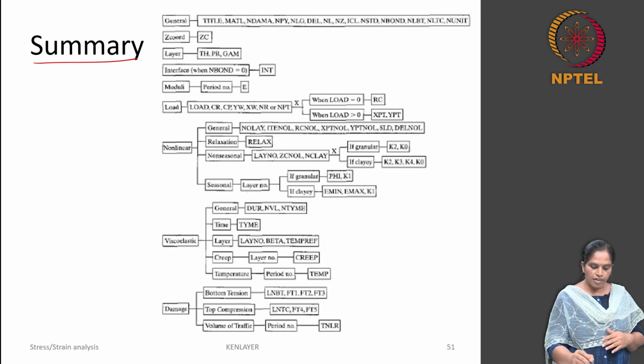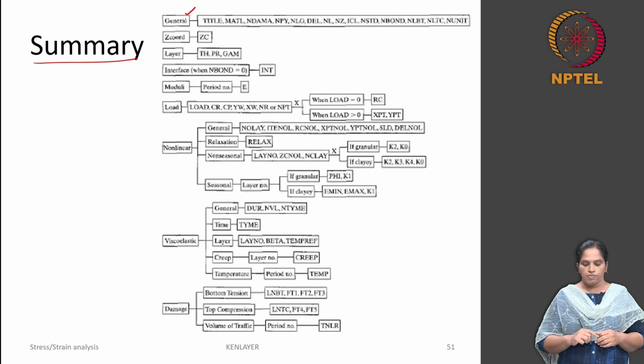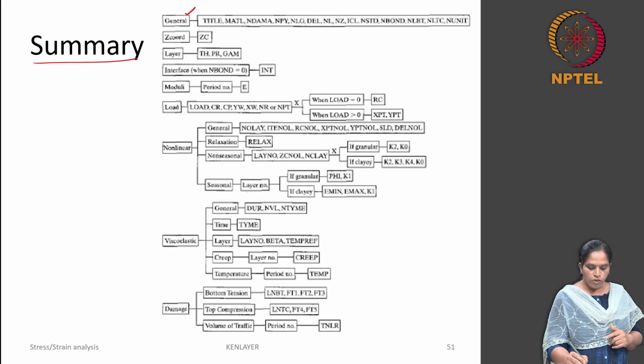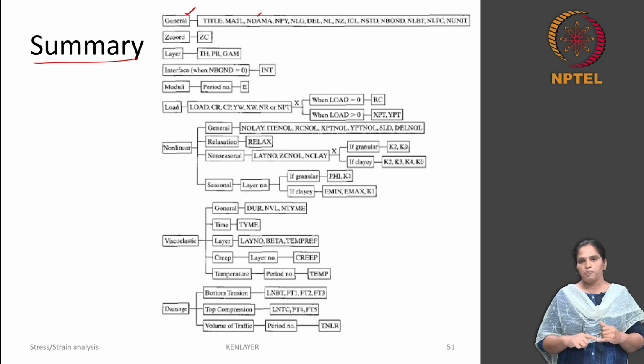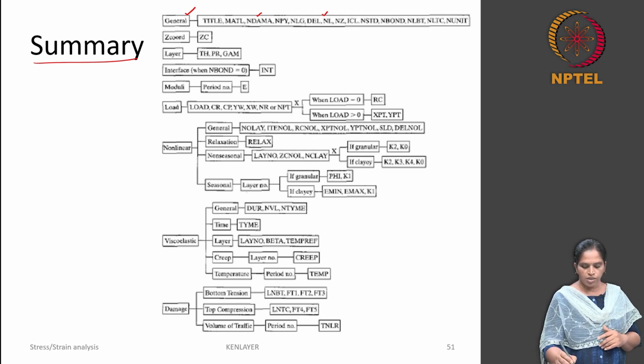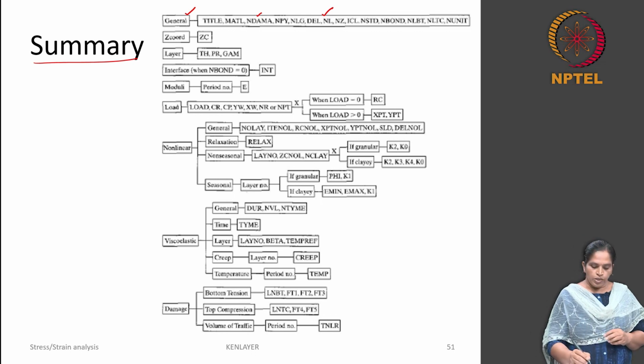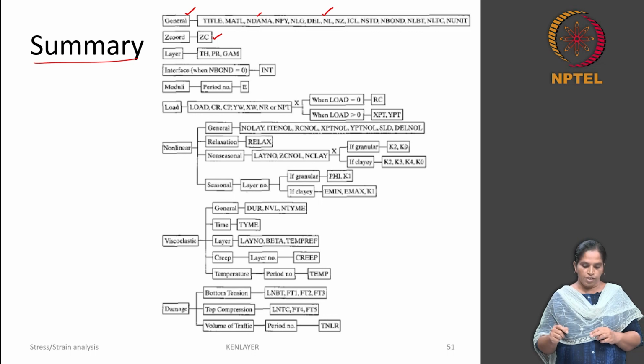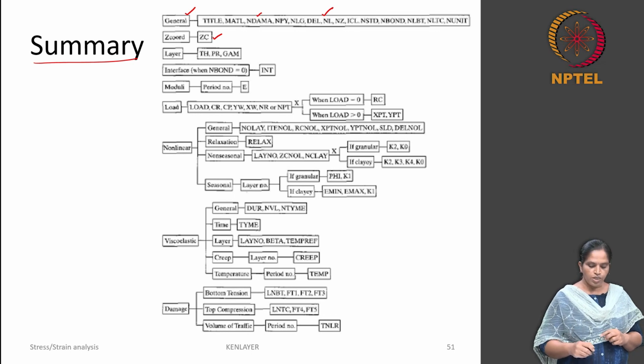The first category is general input, where we defined a title, material characteristics, and whether we do an elastic analysis, linear analysis, non-linear analysis, or whether we do a damage analysis or not. The number of periods, number of load groups, number of repetitions, and tolerance for integrations are all defined in the general input. We also gave Z coordinates. This ZC indicates the locations where we need stresses and strains, so it defines a depth.